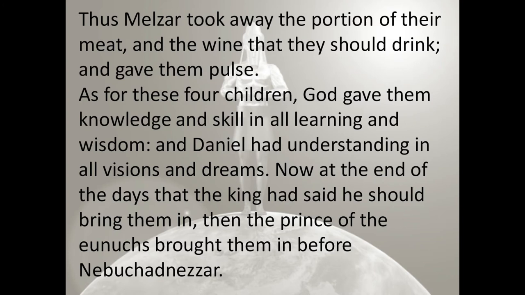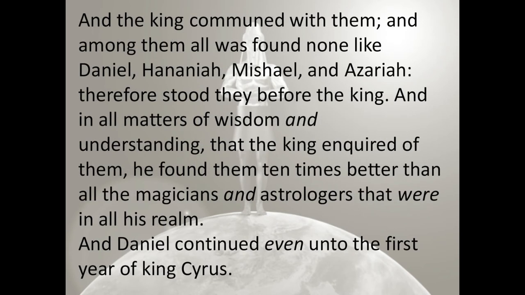As for these four children, God gave them knowledge and skill in all learning and wisdom, and Daniel had understanding in all visions and dreams. Now, at the end of the days that the king had said that he should bring them in, then the prince of the eunuchs brought them in before Nebuchadnezzar, and the king communed with them, and among them all was found none like Daniel, Hananiah, Mishael, and Azariah.